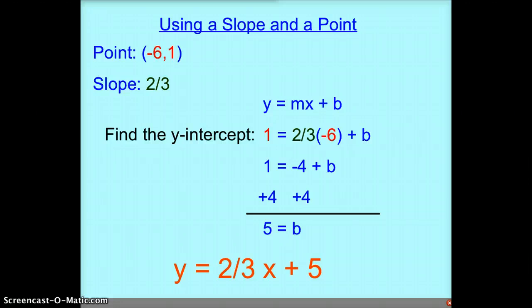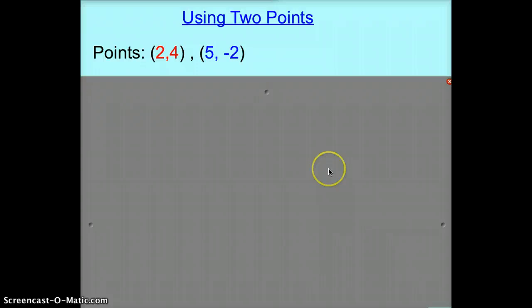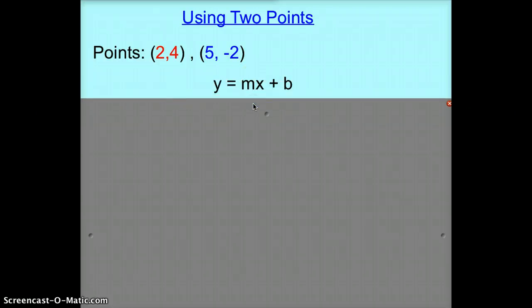Now we're going to move on to writing an equation using 2 points. So now you're going to fold that top part of your foldable down, open up the bottom, and this is where you're going to take all of these notes. This time we're using 2 points, so copy down the 2 points. We have the point 2, 4 and 5, -2. We still want to write our equation in slope-intercept format, so that is y equals mx plus b. The two things we need are our slope, which is m, and our b, which is our y-intercept. We're not given either of these when we're given 2 points, but we can find both of them.